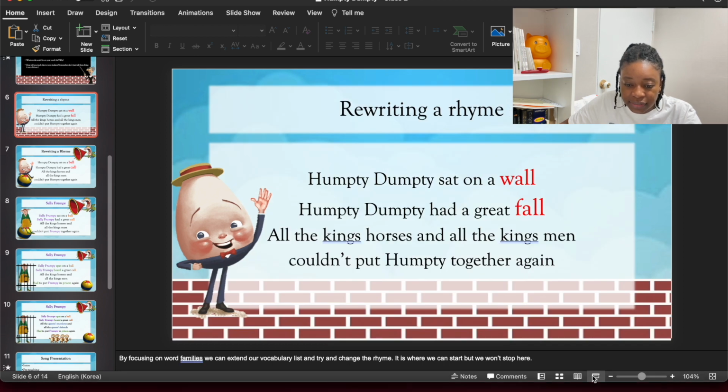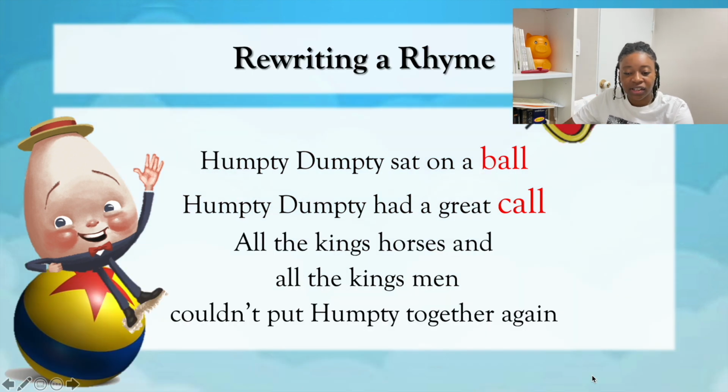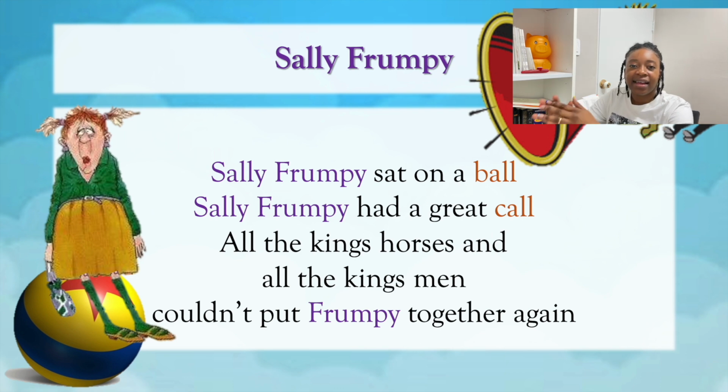All right. I did Humpty Dumpty. So here we have: Humpty Dumpty sat on the wall. Humpty Dumpty had a great fall. All the king's horses and all the king's men couldn't put Humpty together again. All right. And then I started off changing a few of the words. I changed wall to ball. I changed fall to call. So: Humpty Dumpty sat on a ball. Humpty Dumpty had a great call. And then I changed the name of the main character from Humpty Dumpty to Sally Frumpy.